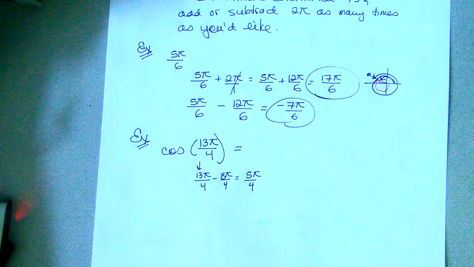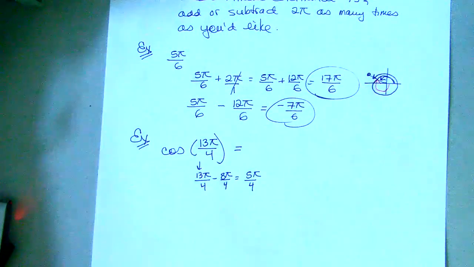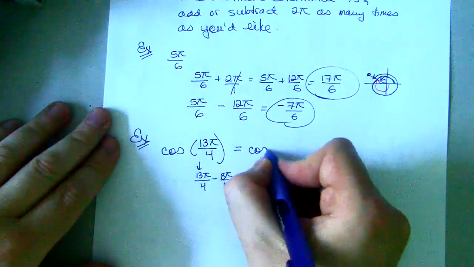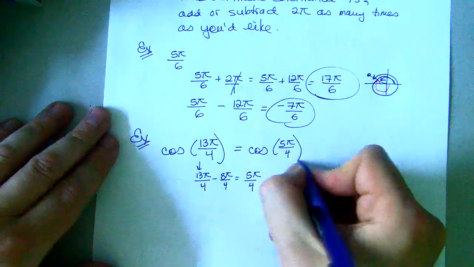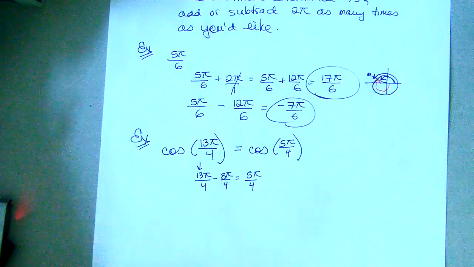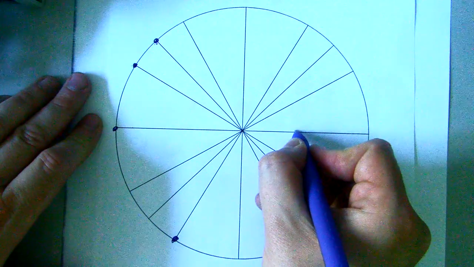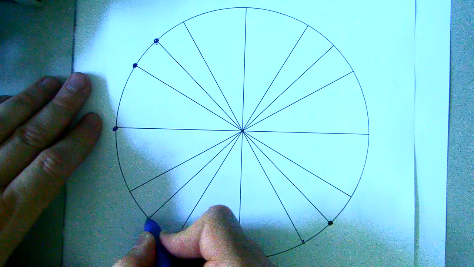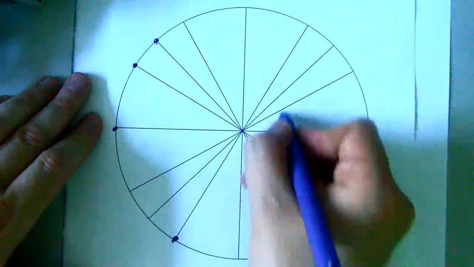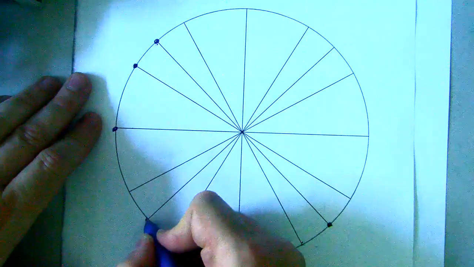Because these angles will end up having the same initial ray and terminal ray, their cosines are going to be the same. The cosine of 13 pi over 4 is the same as the cosine of 5 pi over 4. Why? Because 5 pi over 4 is the angle that spins over to here, while 13 pi over 4 is the angle that spins all the way around and then a little more and still ends up in the same place.